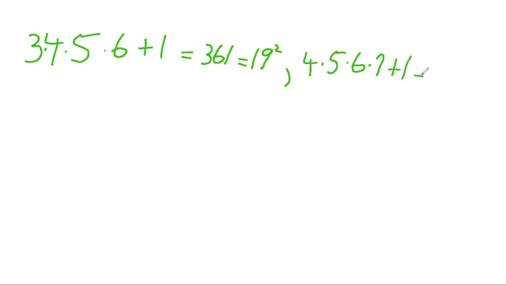Now let's just see if we can do this in our head. 5 times 4 is 20. 20 times 6 is 120. And 7 times 120 is 840. So this would be 841. Now, y'all, I'm taking a large guess here, but that's equal to 21 squared. That's 21 squared right there, folks.